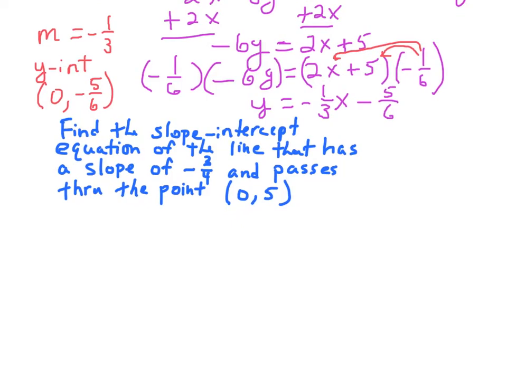So I'm going to find the slope-intercept equation of the line that has a slope of negative 3/4 and passes through the point (0, 5). So what I'd want you to notice here is that this is a very easy problem because it's giving us both the negative 3/4 and, notice that because x is 0 and y is 5, that's where the line crosses the y-axis. This is the y-intercept, so this 5 is going to become my b. This negative 3/4 is my m.